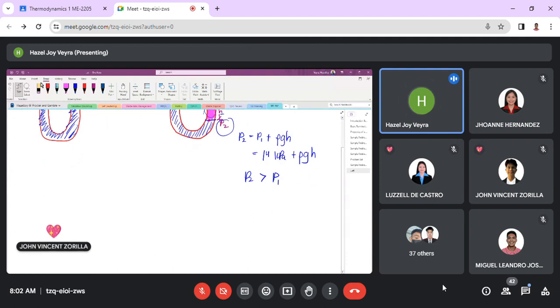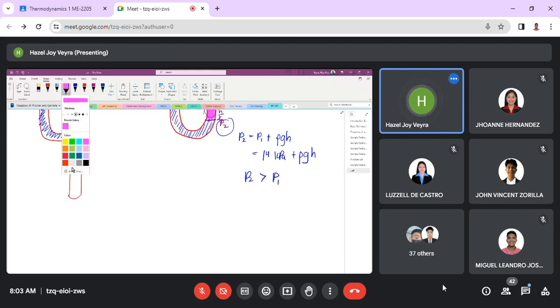Okay. Next naman, example, you have a tube. And then it contains different fluid. For example, at the bottom, you have fluid 1. And then at the top, you have fluid 2.